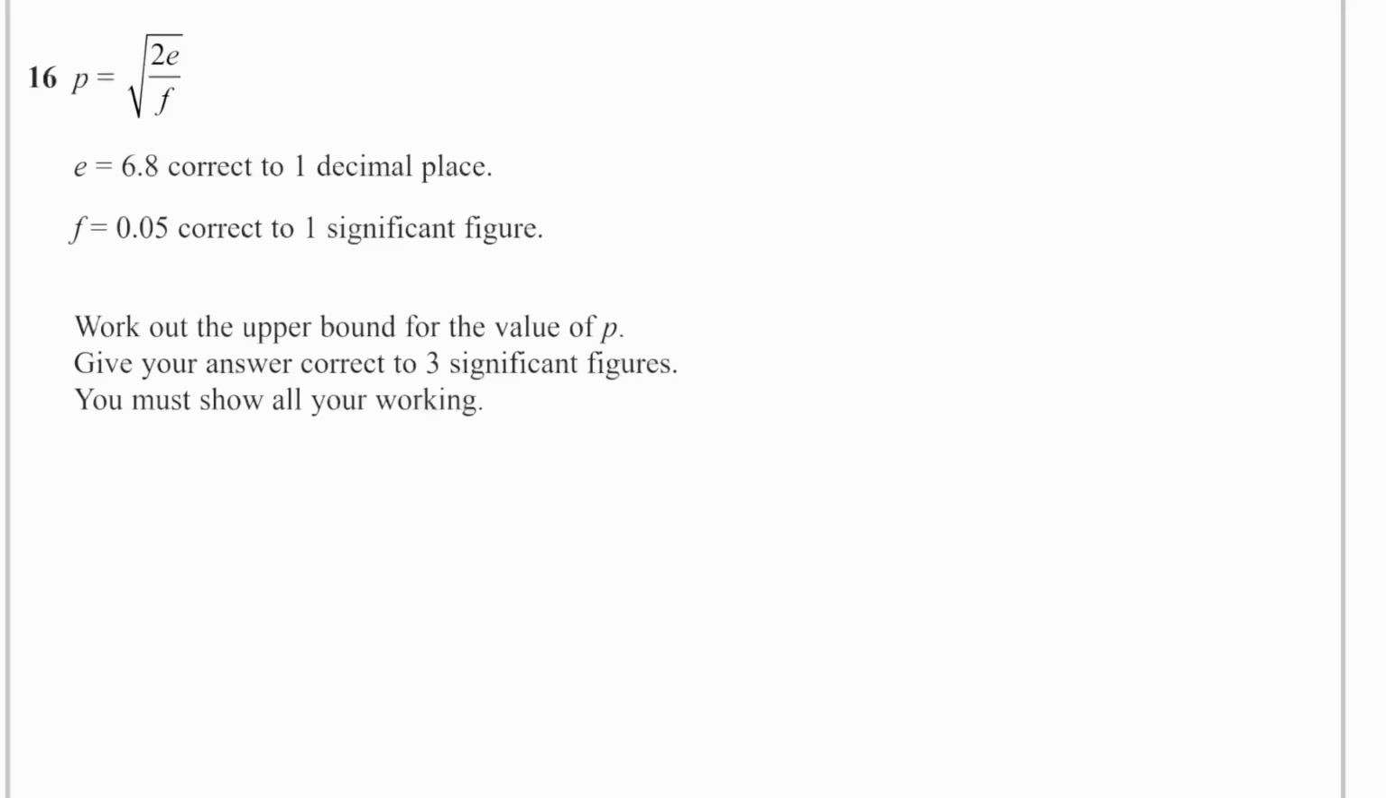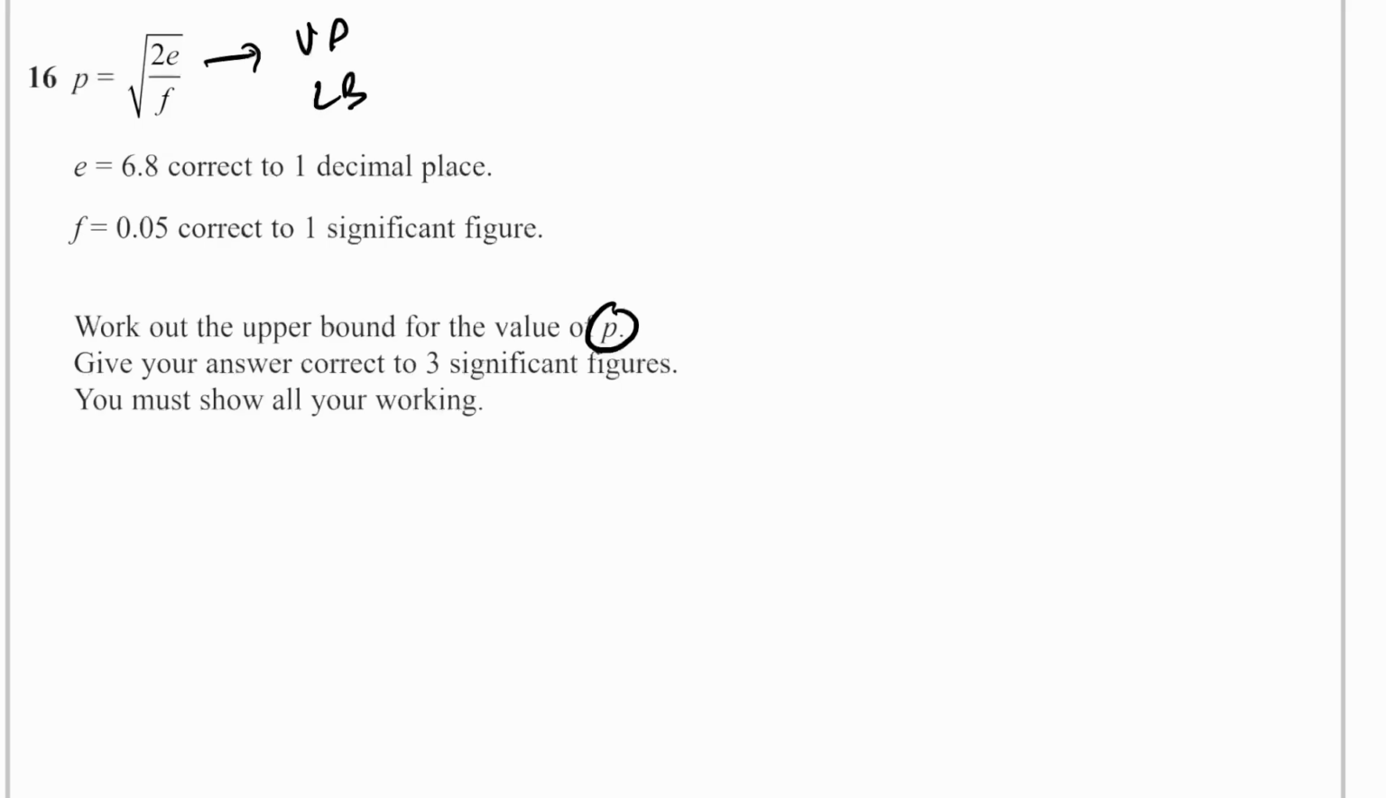So it's a bounds question. So to work out the upper bound of P, because we're dividing 2e over f, we want the upper bound of 2e, and we want the lower bound of f, okay? That will give us the largest possible number, and then we square root the largest possible number, which will give us the largest possible square root as well, okay?